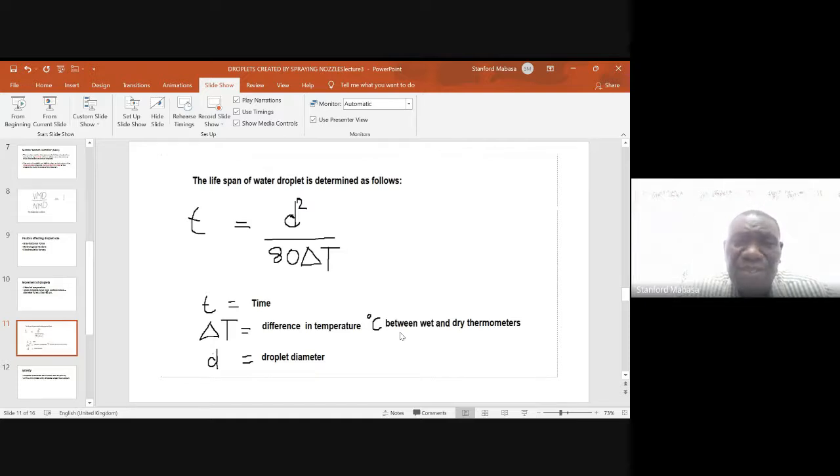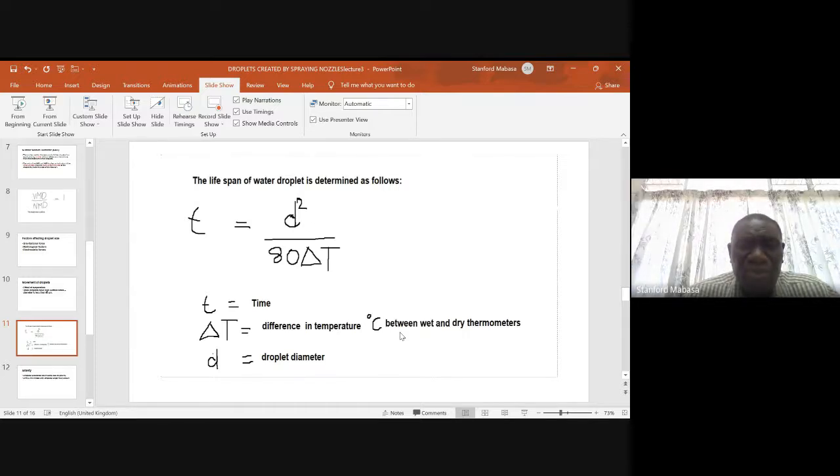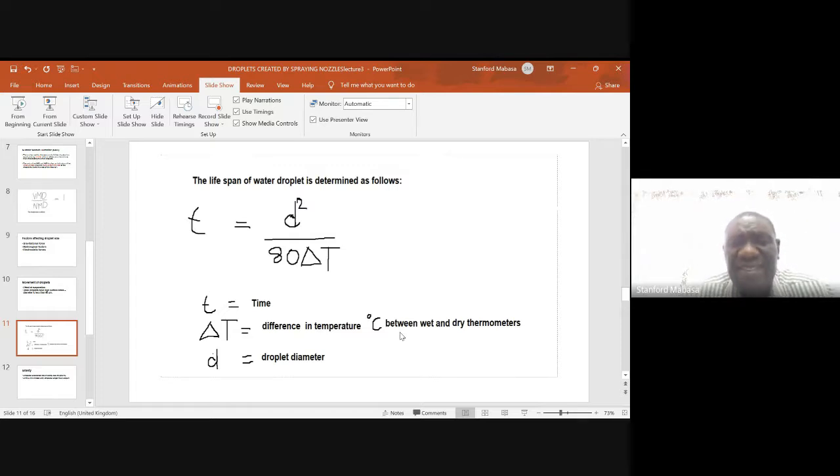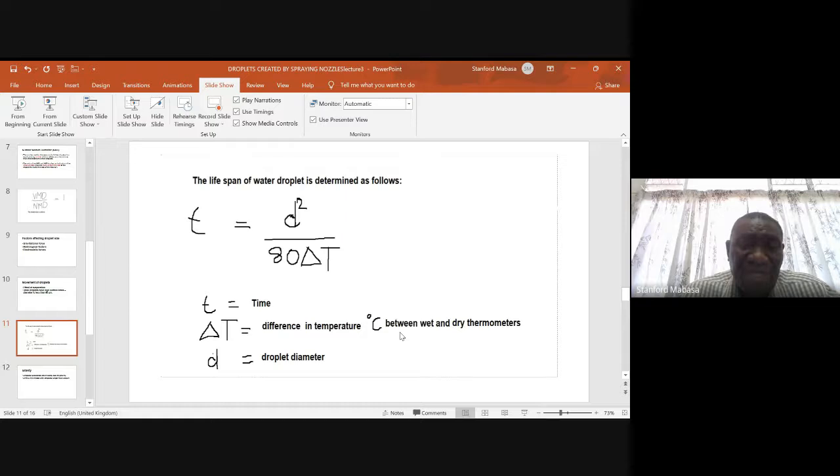So the lifespan of a water droplet is determined as follows. We have the time equals D squared, D representing the diameter of the droplet, and T is representing time. So D squared is divided by 80 multiplied by delta T. Delta T is the difference in temperature between wet and dry bulb thermometers. That is the equation which is used for estimating the lifespan of a droplet coming from the sprayer.